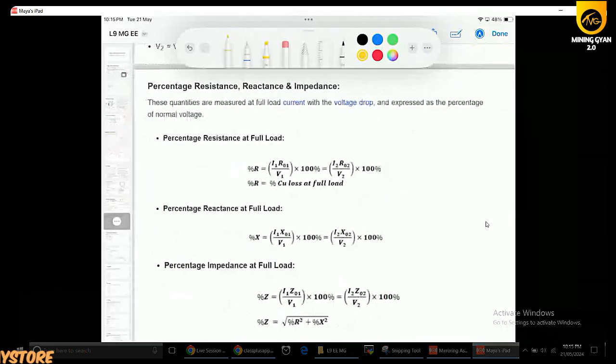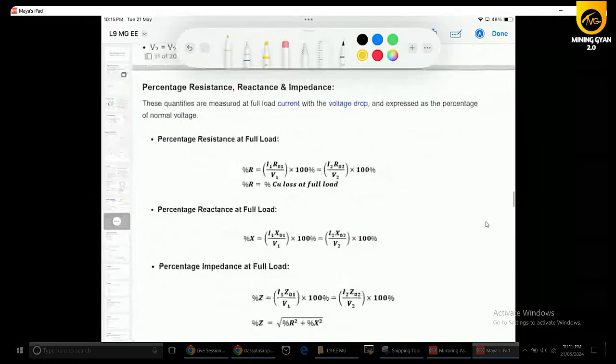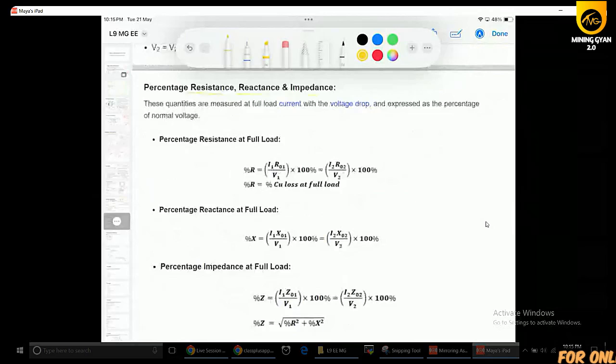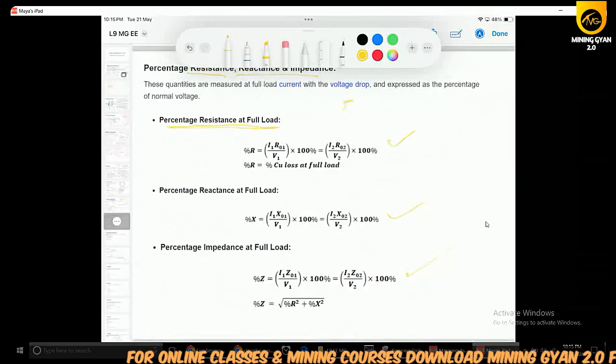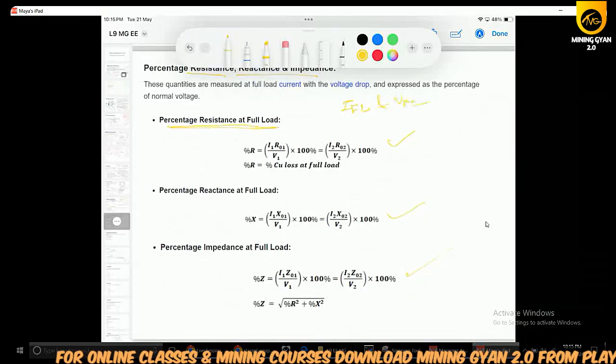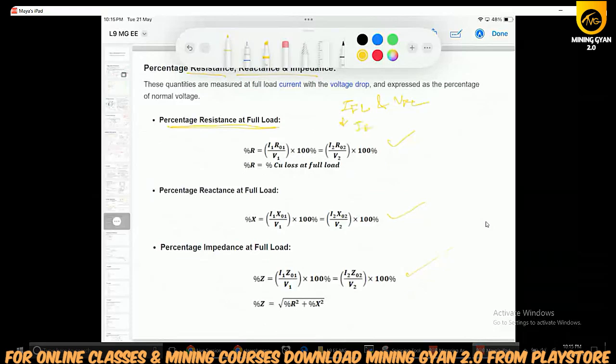So how to calculate percentage resistance, reactance, and impedance? If they ask to calculate the percentage reactance, resistance, or impedance, then you can follow these formulas. For example, how to calculate the percentage resistance at the full load? Full load means I full load and V full load. I full load is I rated. I rated means the maximum current that can flow through the copper windings, and V full load is the V rated.